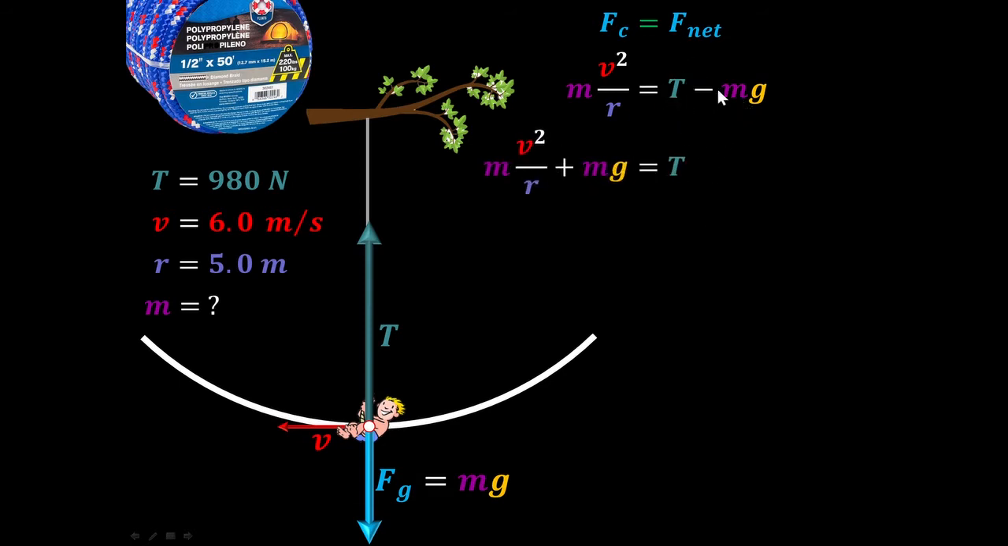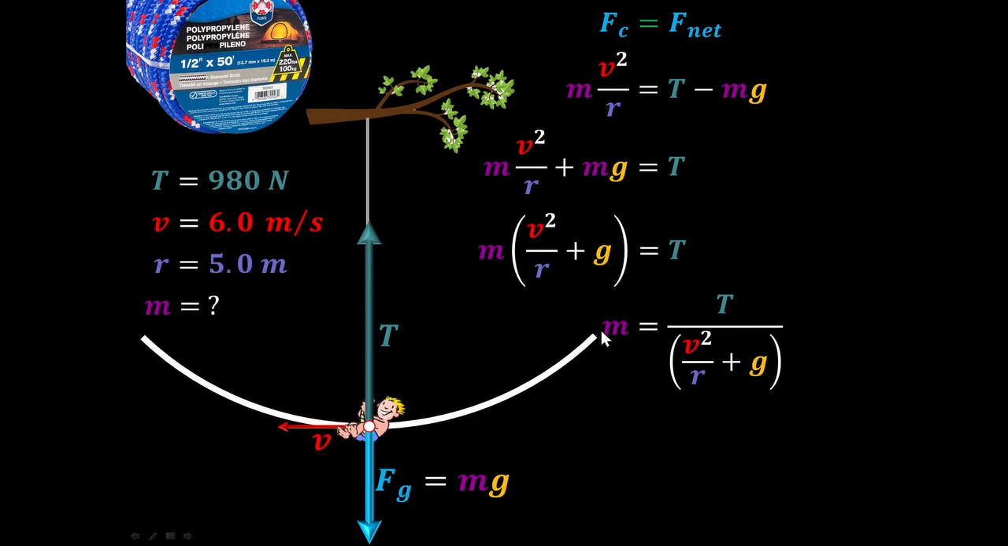I'm going to add mg to both sides. I did that so that I could get the masses on the same side. Now I can factor out the mass. There's a mass in each term there, and I can factor it out. And I'm trying to get mass by itself, so I'm going to divide both sides by all of that. So the mass is the tension divided by v squared over r plus the acceleration of gravity. Now that I got it solved for m, now I can plug my numbers in.